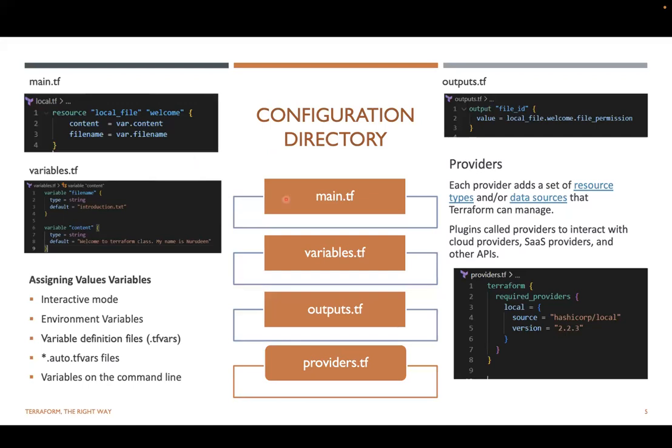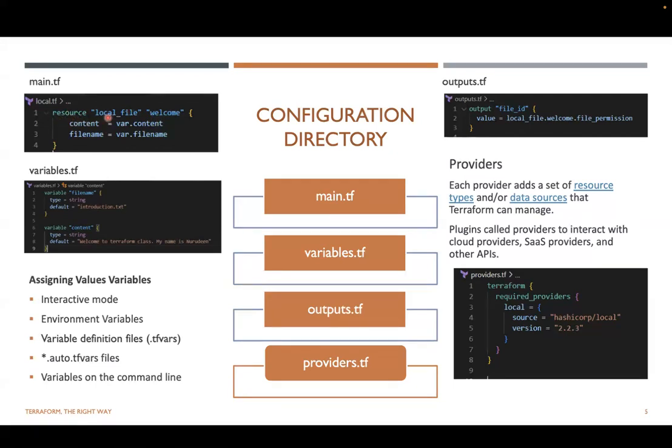Now, what does a main.tf file do? What does a variable.tf file do? What does an output.tf file do? What does a provider.tf file do? A main.tf file is where that particular resource you want to create is defined. That is where you have the definition. Here is a main.tf file that you can see.